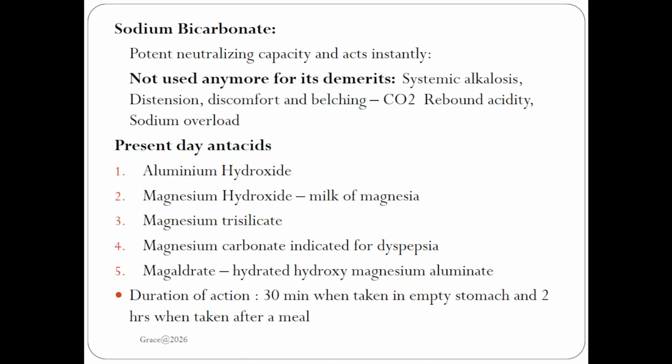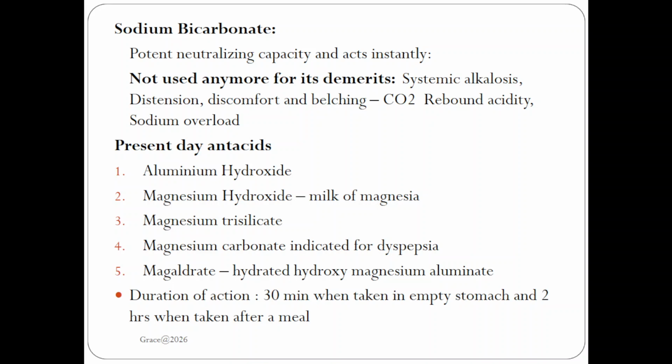So mostly these days what we use is aluminum hydroxide, magnesium hydroxide, and magnesium trisilicate. We see that milk also contains magnesia. That's why sometimes we encourage our patients to take milk. Why? Because it has magnesium in it. And we have seen magnesium hydroxide comes in to help neutralize the pH within the area.